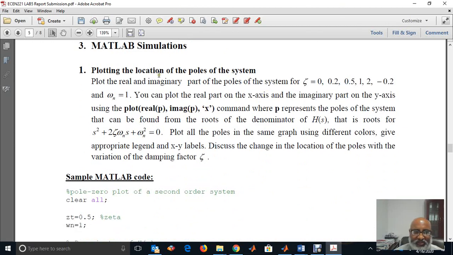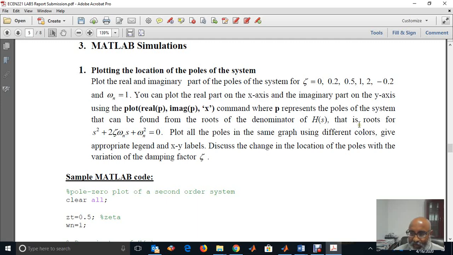Plotting the location of the poles of the system. Plot the real and imaginary part of the poles of the system for zeta 0, 0.2, 0.5. I give different values here, and omega n is equal to 1. So on the same plot, you plot for different zeta. How do you plot the poles? You plot real of p versus imaginary of p, and the marker is x. The x-axis will be the real part of the pole, and the y-axis will be the imaginary part of the pole. How do we get the poles?